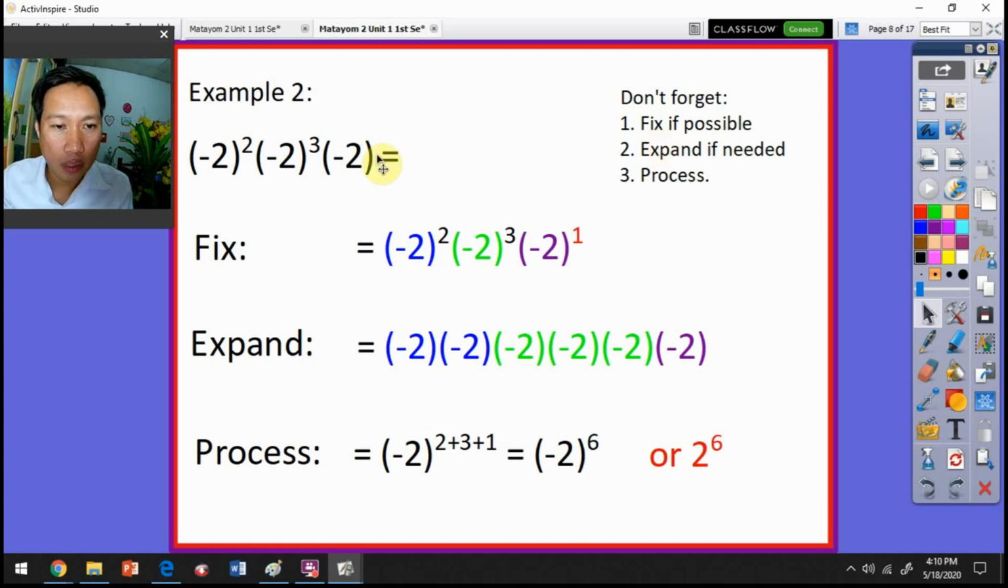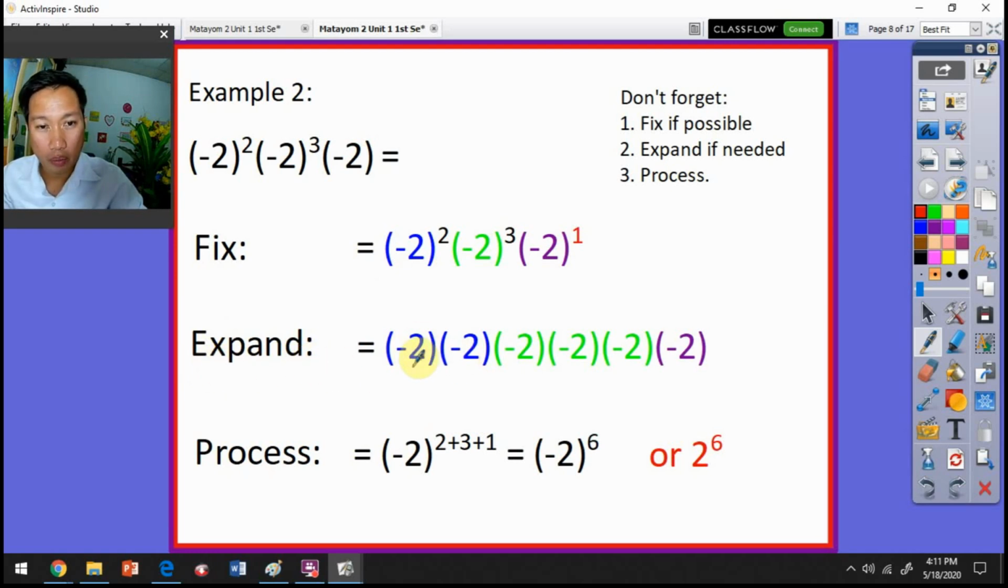Okay, let's look at example number 2. You have negative 2 to the power of 2, negative 2 to the power of 3, and negative 2. But remember, every number has an exponent of 1, so we have to fix it first, so you will not be lost. This one should have a 1. That's the fixed part here: 2, 3, 1.